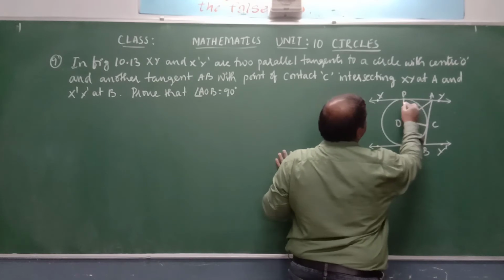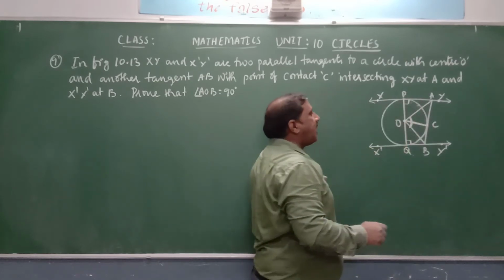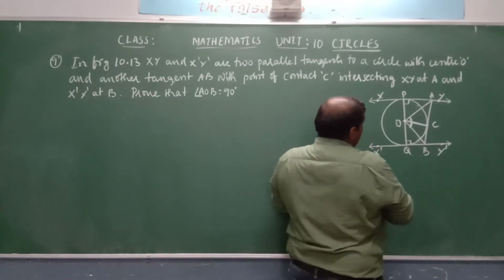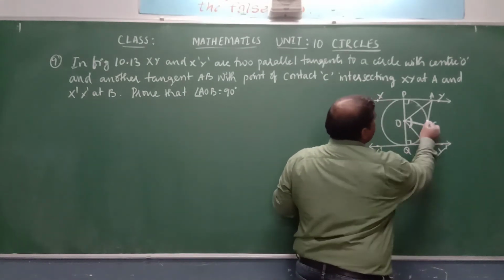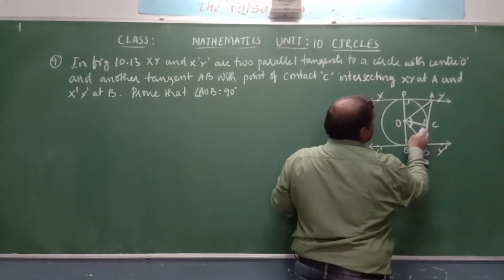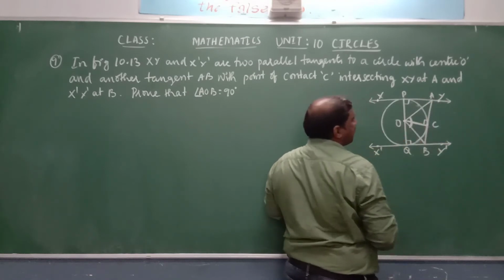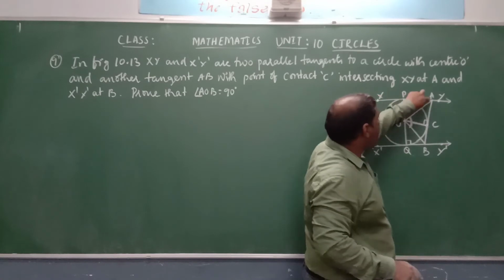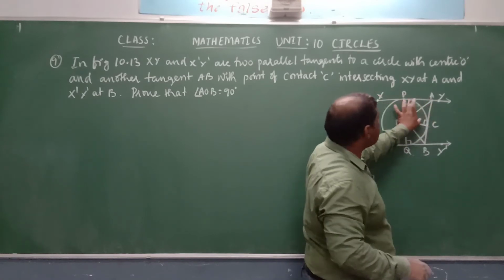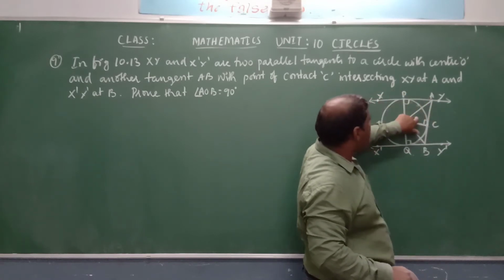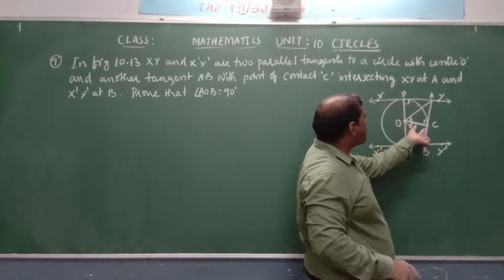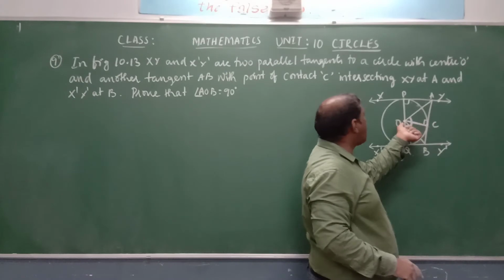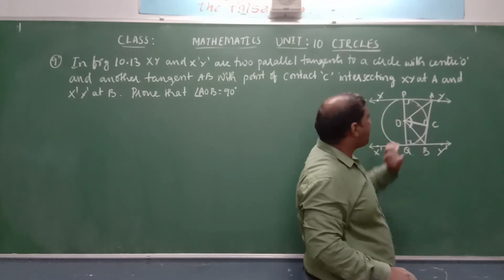Similarly, OP is the radius and it is perpendicular to XY at point P. Now, OC is also a radius and it is perpendicular to AB at C. Consider the two triangles, triangle POA and COA. In these two triangles, OP is equal to OC, radius. Angle OCA is equal to angle OPA. Both are right angles.